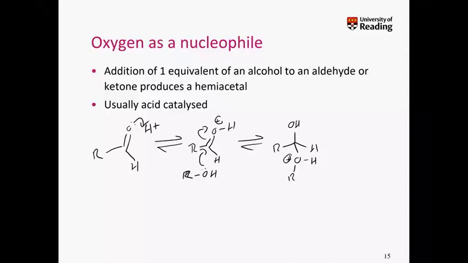So the next thing we can do is we can deprotonate. We can remove that hydrogen from the OR group. So we can use the electrons from this bond in the OH. We can use the electrons, there we go, to neutralize that positive charge. And we end up with what's called a hemiacetal.